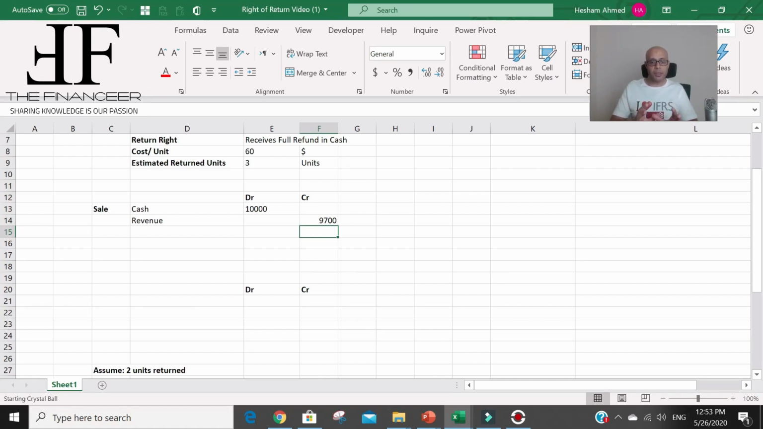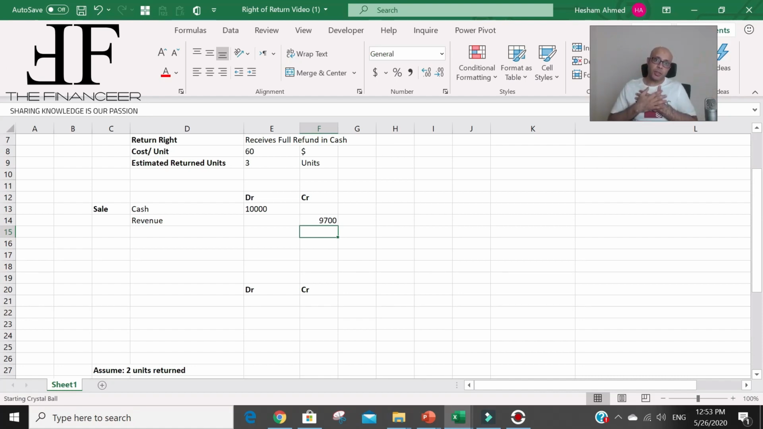Now there is something missing in this entry. I received cash 10,000 and I recognize revenue 9,700. So there is a $300 missing. This is related to the 3 units that I'm expecting to be returned. Let's understand. You receive cash $300 today, part of the 10,000, and you are expecting to return this cash again to the customer when the customer is going to return these 3 units to you.